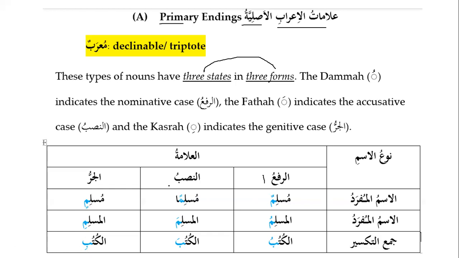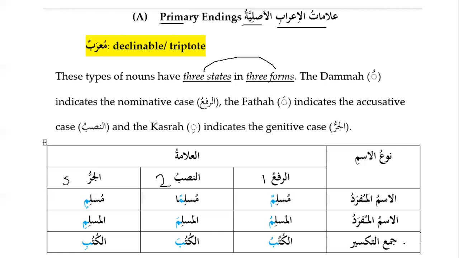Three forms we know: raf, nasb, and jar. And what is meant by states? Like it has dhamma, fatha, and kasra, as we can see here, al-muslimu, al-muslima, al-muslimi, and al-kutubu, al-kutuba, al-kutubi. So only the singular noun and the broken plural have the real or primary endings. Two nouns. What are those? The singular noun, al-ism al-mufradu, and jam'u taksir. Only they have primary endings. The rest of the nouns in the Arabic language have secondary endings.